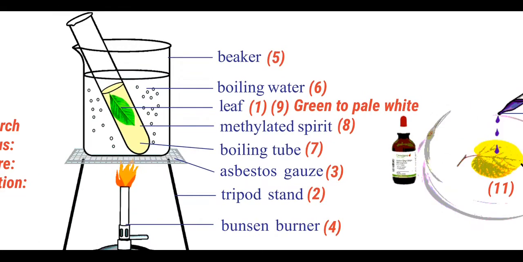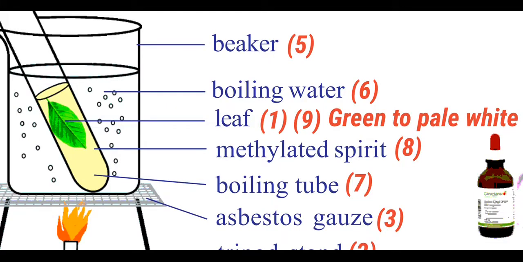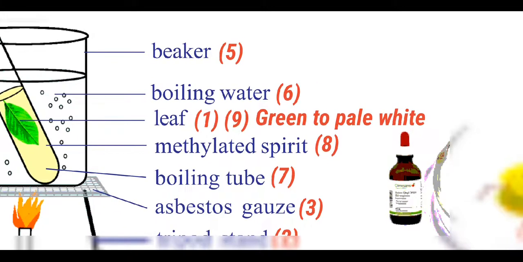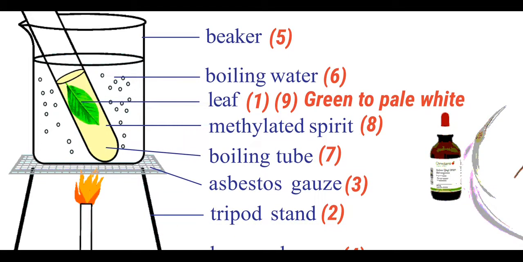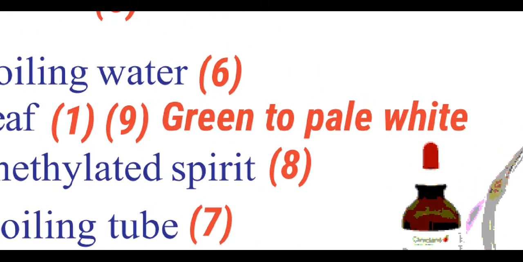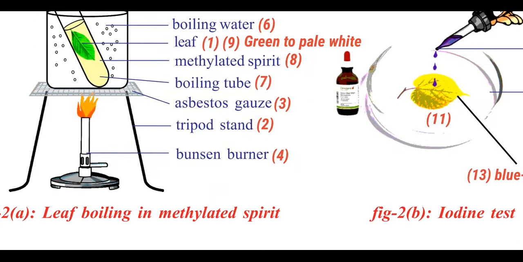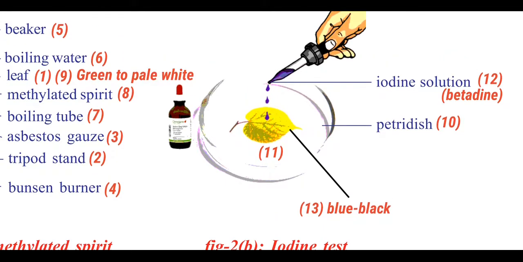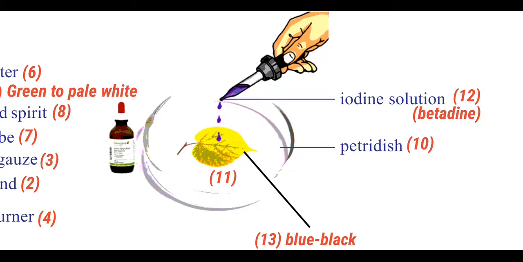Next, the eighth point is: take methylated spirit into the test tube. See, step by step. Ninth point is: when you ignite the Bunsen burner, you find that the green leaf will turn to pale white color. That is 9 points over. What is the 10th point? Take a petri dish.